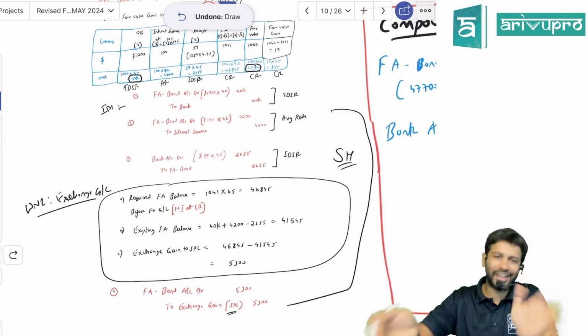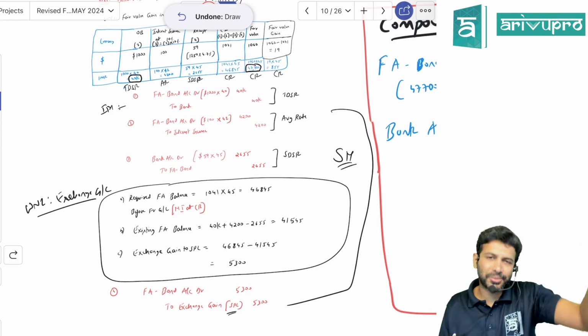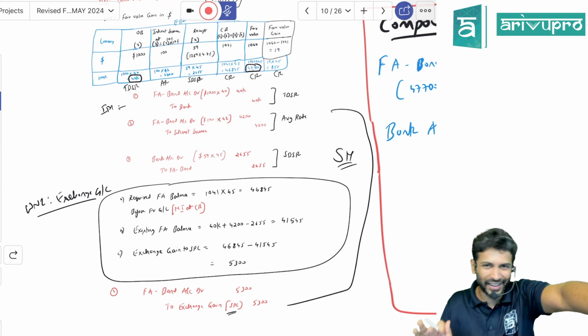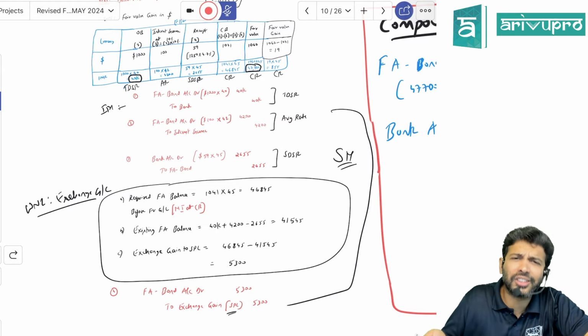In fact, showing them separately is better because all these transactions will happen on different dates. Usually it is done at year end only. So it's better to show them separately. But anyway, ICA is recommending a shortcut method, so let's follow that. So what is the one entry you have to pass?